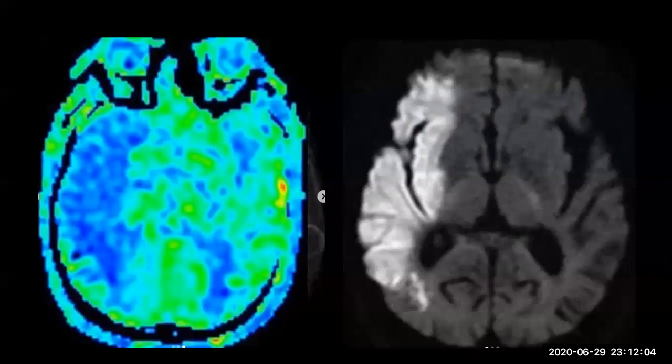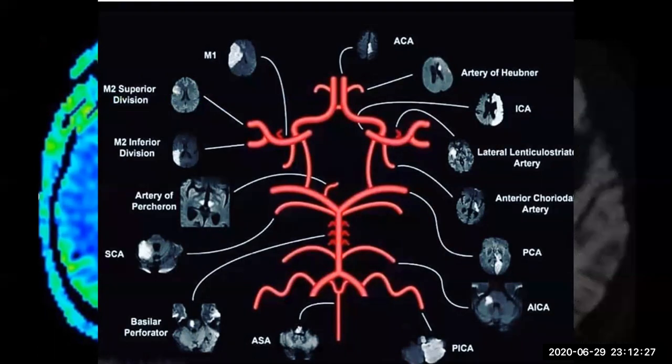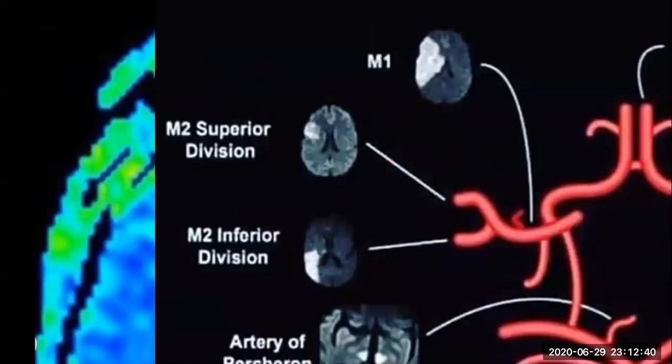Any question on this? Yes, sir, can we include M1, M2, M3 segment infarction, or just say right middle cerebral artery? It is M1, M2, okay? Okay, doctor, thank you. Okay, here, this is the M1 here, you see here. This is the M2 here, M1, M2, okay? Yes, sir. Any question on this?